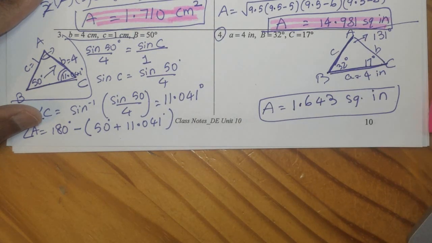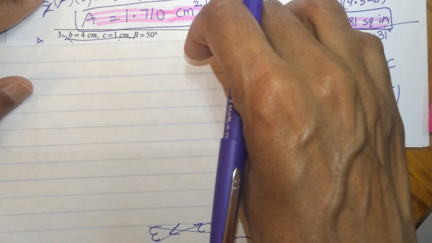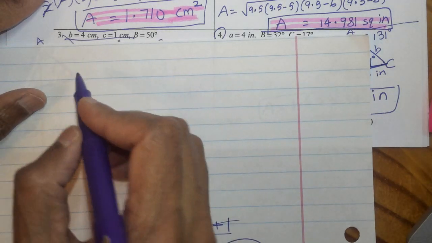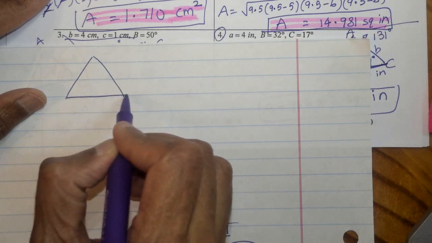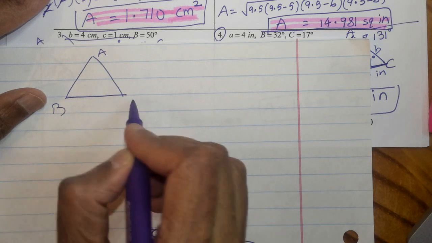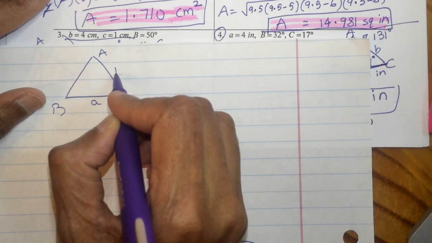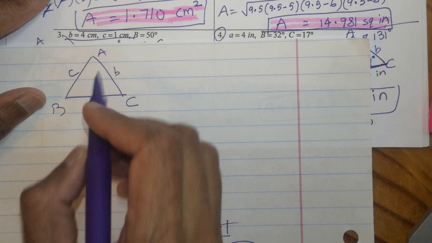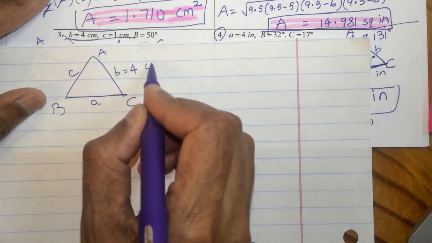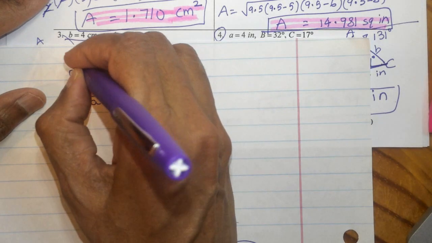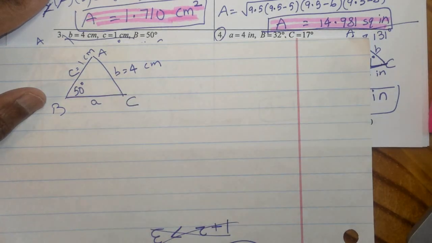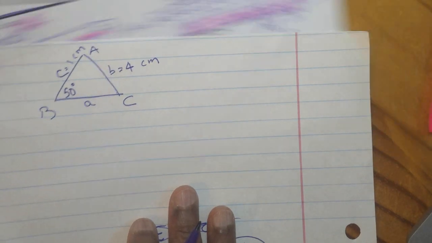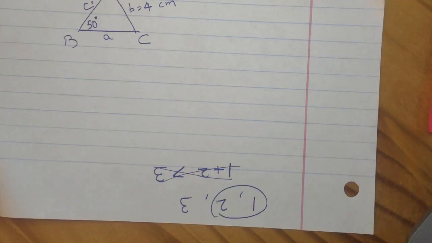Let's look at problem number 3. Problem number 3 does not give us a diagram. It just gives us the measurements. So let's draw the triangle. I mark my triangle as A, B and C, with small a, small b and small c. B is 4 centimeters. C is 1 centimeter. And angle B is 50 degrees. Okay, so let me take this off so that it's easy for me to do the work.